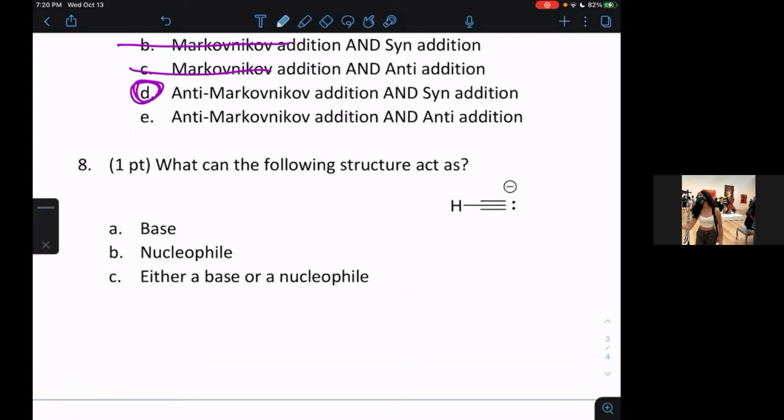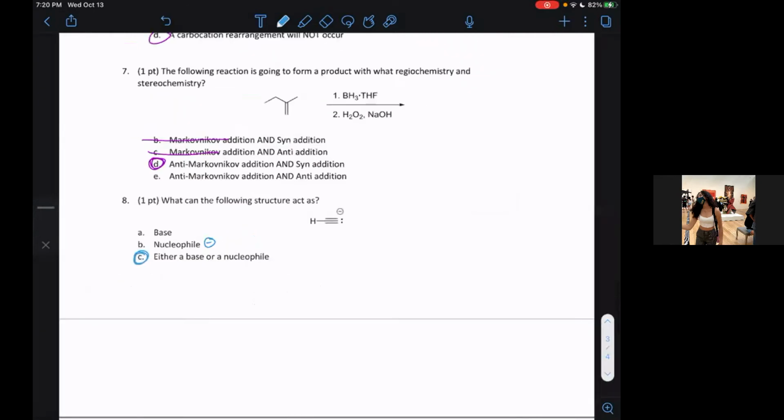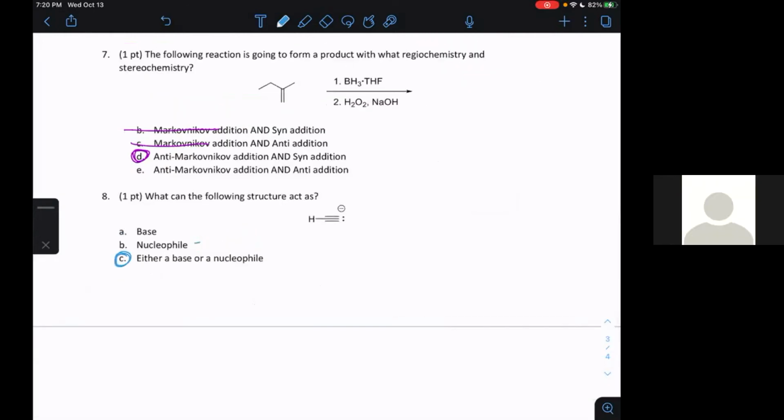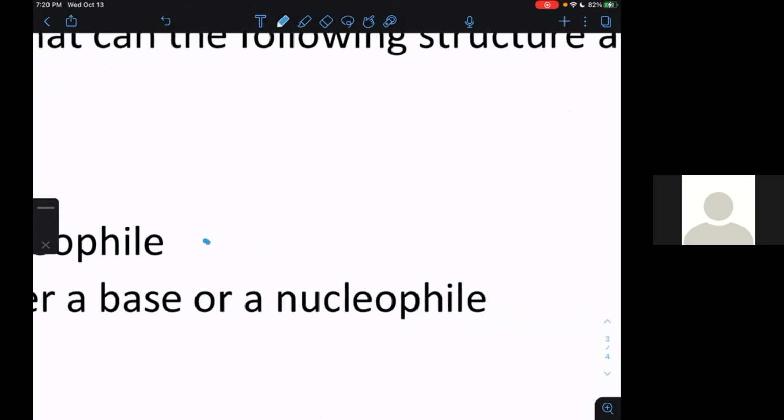Is this right? I put either a base or a nucleophile. What would be the difference? I know she said once, it's a nucleophile because it's negative, right? When it's attacking like a carbocation, like when it's attaching to the alkyl halide. I think. And then it's a base.